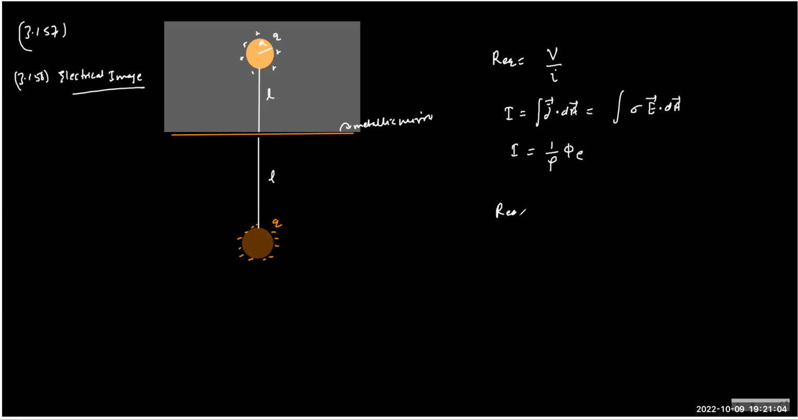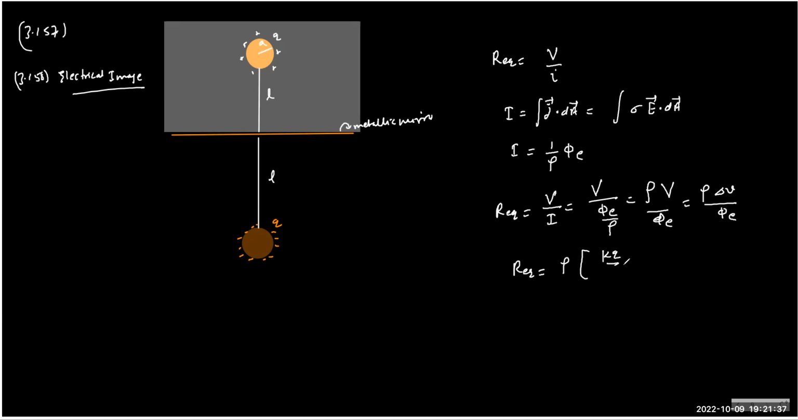The R equivalent we write as voltage upon I, where voltage is V and I we can write as phi E by rho. So we have the formula R equivalent is rho times potential difference by electric flux through each sphere. You can just write it as potential difference by flux. This is the formula, which you can manipulate this way. So the answer will be rho.